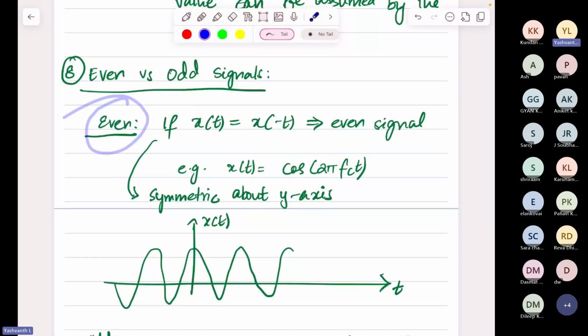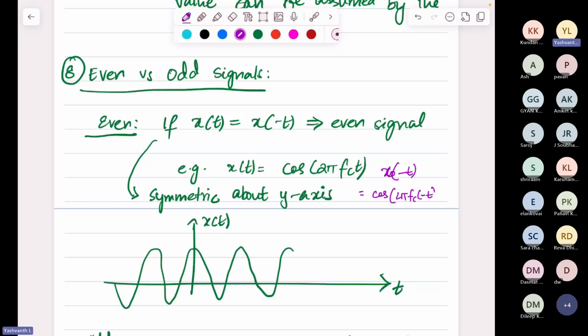A signal is said to be even if x of t equals x of minus t. For example, x of t is equal to cos 2 pi fct. Now, what we know is that if I take x of minus t, what is this? Cos 2 pi fc of minus t, which is nothing but cos of minus 2 pi fct. Now, can anyone tell me what is this equal to?